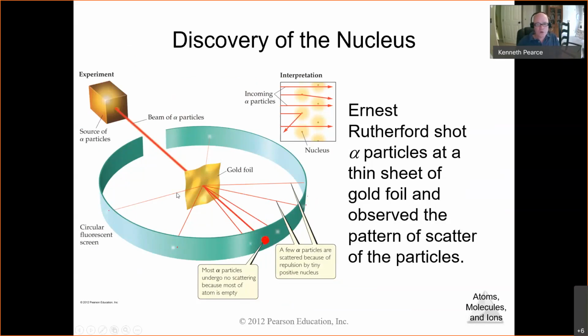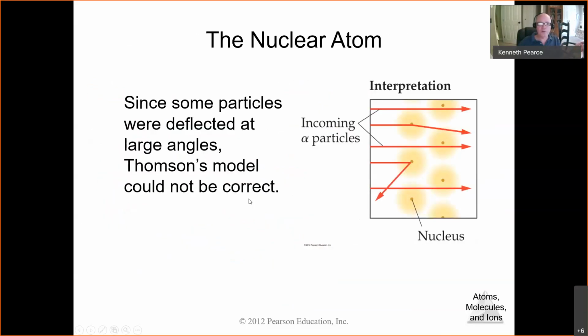And so, sure enough, the conclusion is that atoms are actually mostly empty space, and that in the center you have a small, hard, positively charged nucleus. And of course, we go on later on and discover that it's the protons and neutrons that are in the nucleus. Basically, atoms are mostly empty space with a small, dense nucleus in the middle.